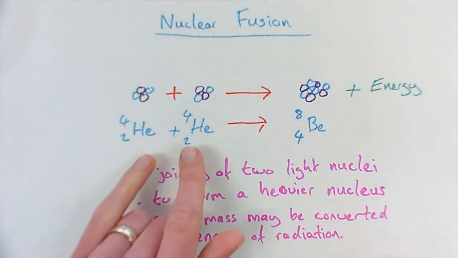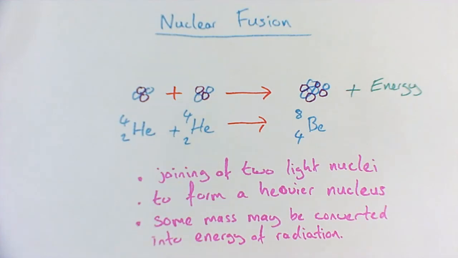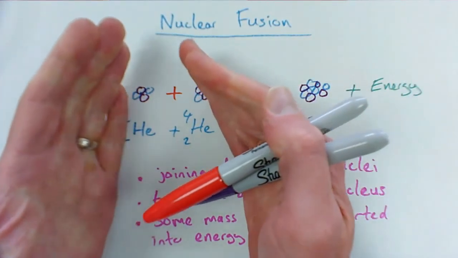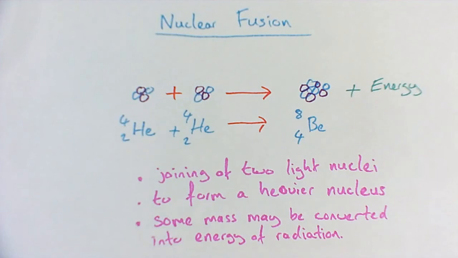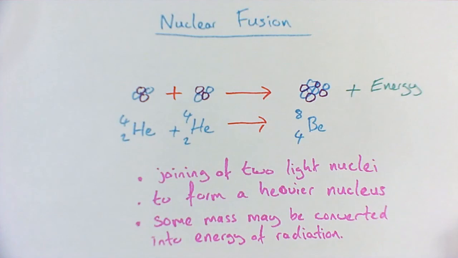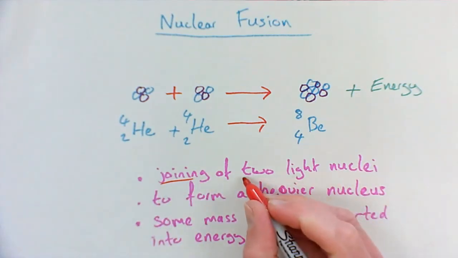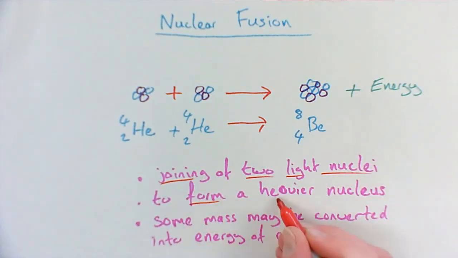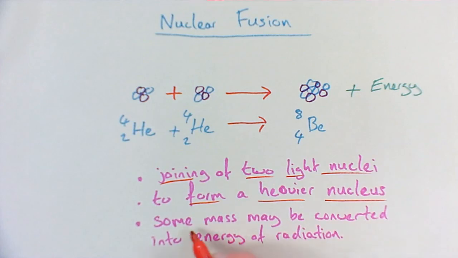Now, the thing is, to get this to happen, you need a whole lot of pressure to be able to squeeze these 2 light nuclei together. So this is why it occurs in the centre of stars, because there's a whole lot of pressure there, with all the gravity of all the other hydrogen, helium, and all the other particles squashing it together in the centre of the stars. But that's nuclear fusion, and if you're asked to describe it, you should be mentioning these 3 key points. So this, the joining of 2 light nuclei to form a heavier nucleus, and you've got this idea: some mass might be converted to energy.